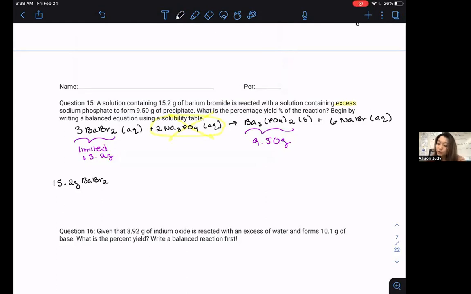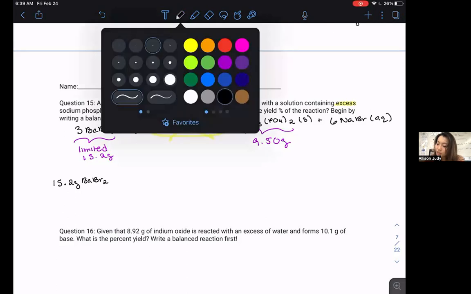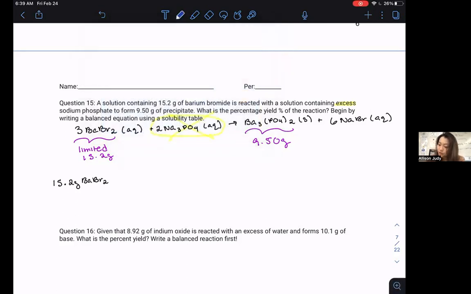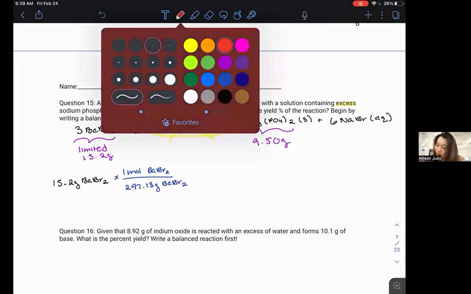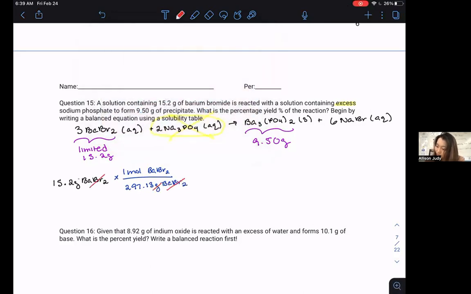And we know that if we're going to switch between grams of one substance, barium bromide, to theoretical grams of our product, barium phosphate, we need to go through the mole first, right? So we're going to turn this into a molar amount. We're going to use the molar mass of barium bromide, which is 1 mole of barium bromide has 297.13 grams of barium bromide. Okay. And once we do that, we've canceled out our grams of barium bromide and we're left with moles of barium bromide.